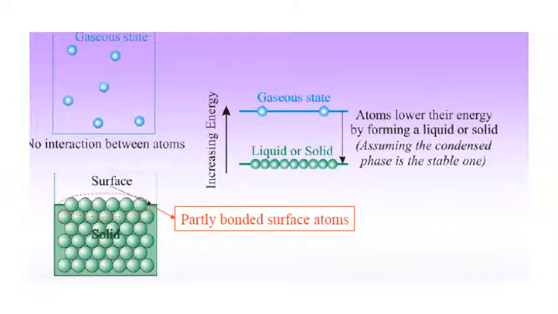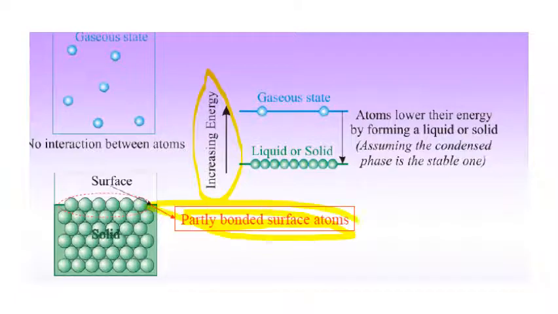This is also shown here. The energy of liquid is less than the energy of gas. Now, if you further reduce the energy, they become solids. However, solids have partially bounded surface atoms, which we have discussed in detail in the last lectures. These surface atoms, as shown here, are responsible for excess energy.